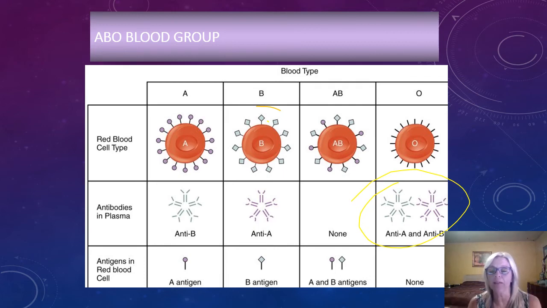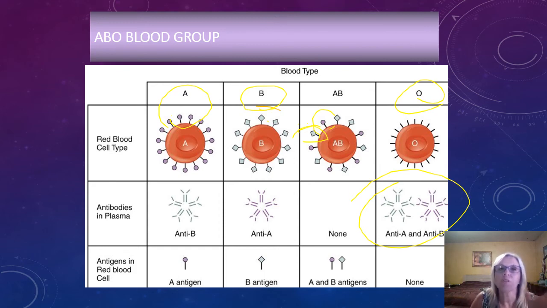AB is exactly the opposite. AB is the universal blood recipient because it can receive O because there's no antigens. It can receive B because it has B. And it can receive A because it's got A antigens, all right? So it can receive from anyone, but it can't give to anyone because it's got both antigens, and everybody's going to respond to one of the antigens, right?